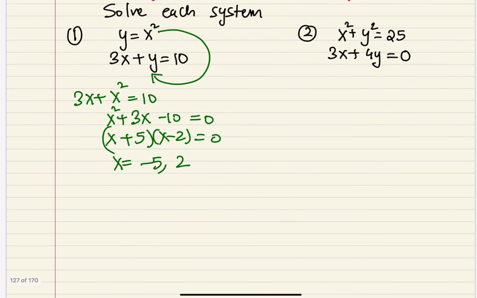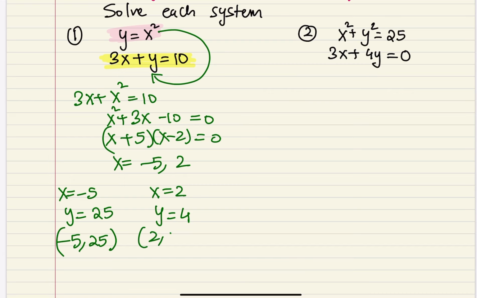So now when x is negative 5, what is y going to be? When x is negative 5, y is going to be x squared, which is negative 5 squared, 25. When x is 2, y is going to be x squared, which is 2 squared, 4. So I'm going to have two solutions, 2 points where these curves intersect. The first curve is a parabola, and the second curve is a line. So the points of intersection are negative 5, 25, and 2, 4. X goes first, y goes later.